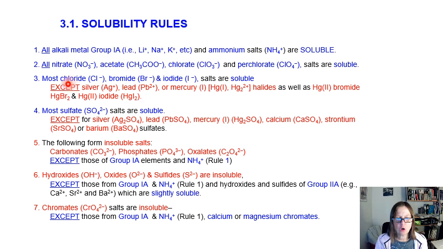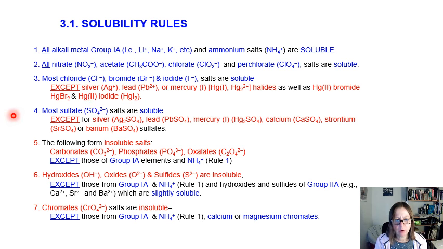Rule number 3, most chloride, bromide, and iodide salts are soluble, except halides of silver +, halides of lead 2+, or halides of mercury 1. Mercury 1 is a weird salt. It's a binary ion. Instead of being mercury +, it's Hg2 2+. As well as mercury 2 bromide is insoluble, and mercury 2 iodide is insoluble.